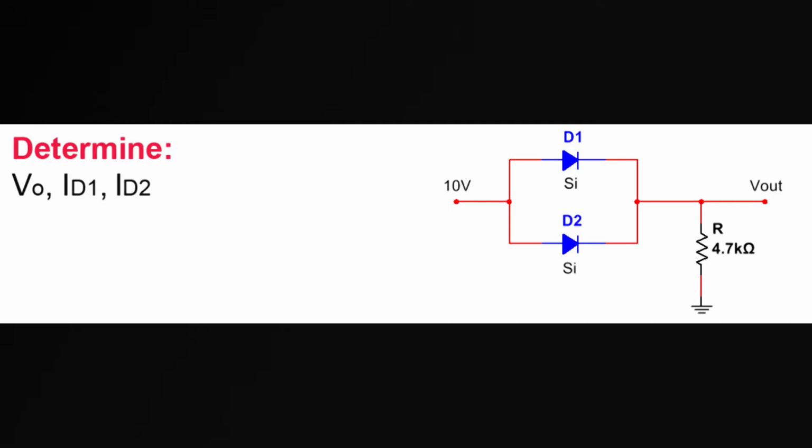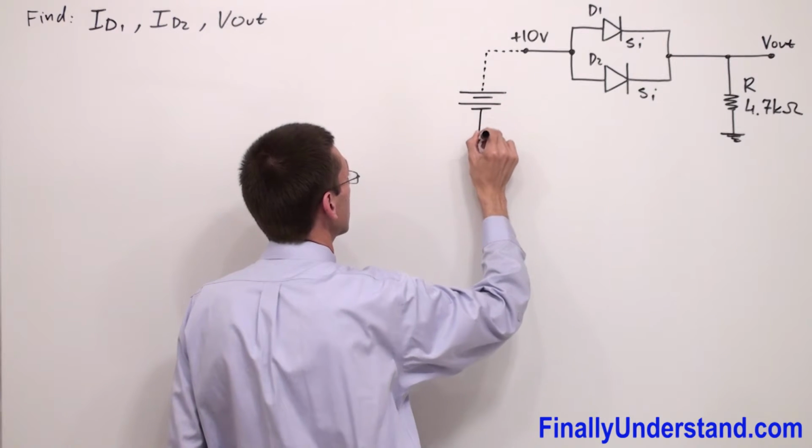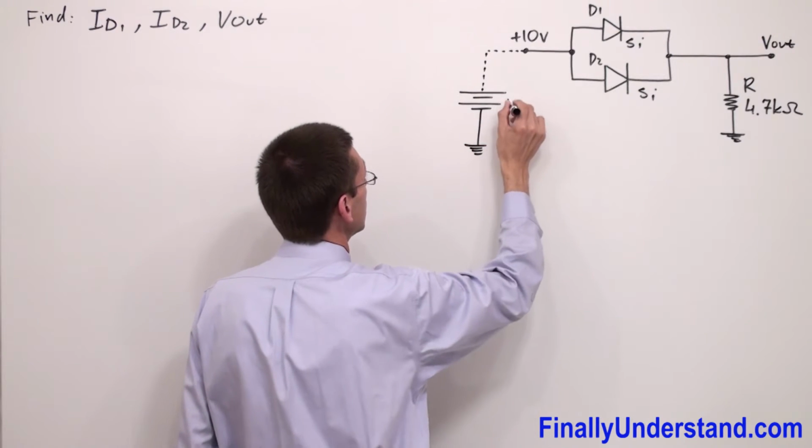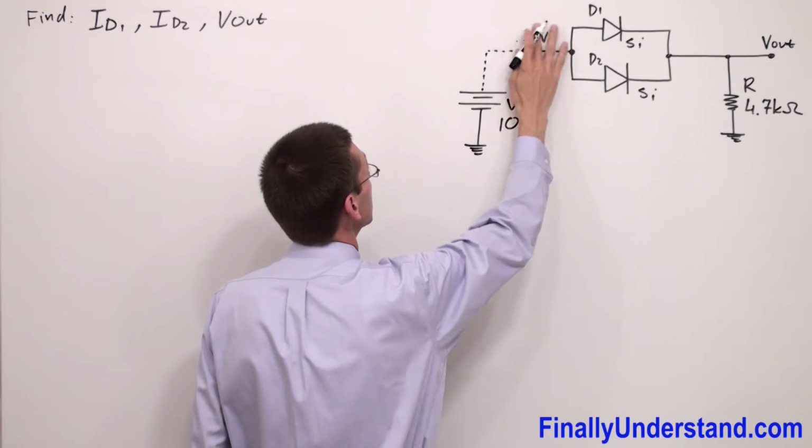We have another example on the board. We're supposed to redraw the circuit first. So this positive 10 volts means that I have to draw over here a power supply. Okay? This is a voltage source which has 10 volts. Okay, so I can erase it.